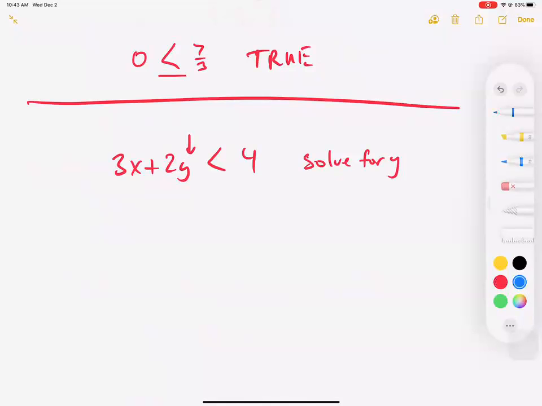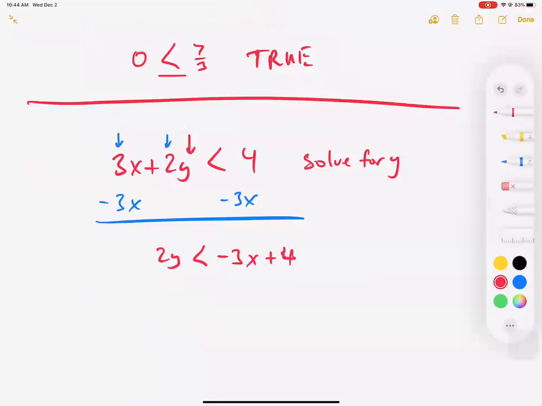To solve for y, we need to get rid of our 3x and our 2 to get y alone. Since 3x is farthest away, we're going to ask 3x to leave, so subtract 3x from both sides. We're left with 2y is less than negative 3x plus 4. My first question is this, just to make sure we're all on point: because I subtracted the negative over, does it mean I flipped the inequality? Do we flip an inequality just because we subtract or add? No, we only flip when we multiply or divide across by a negative.